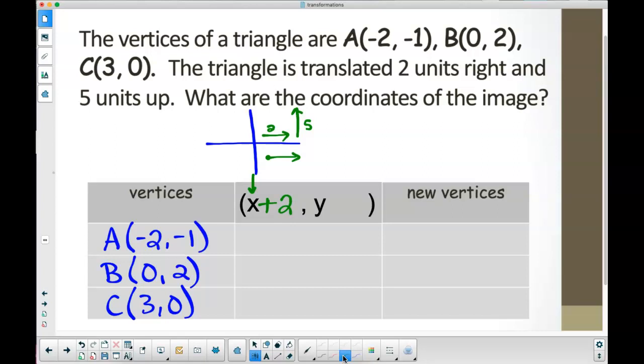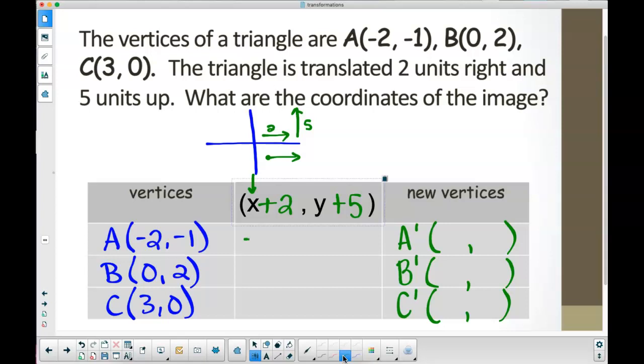Then I'm going to take the Y value and I'm moving it up. If I move it up, is it getting bigger or smaller? Bigger, so I'm going to add 5 to that. Okay, so we need to get our new vertices. We need to figure out our A prime, our B prime, and our C prime. That's what we're trying to find. This middle column, I don't really need to fill it in, but I need to be able to figure it out. I need to take my X value and add 2 to it.